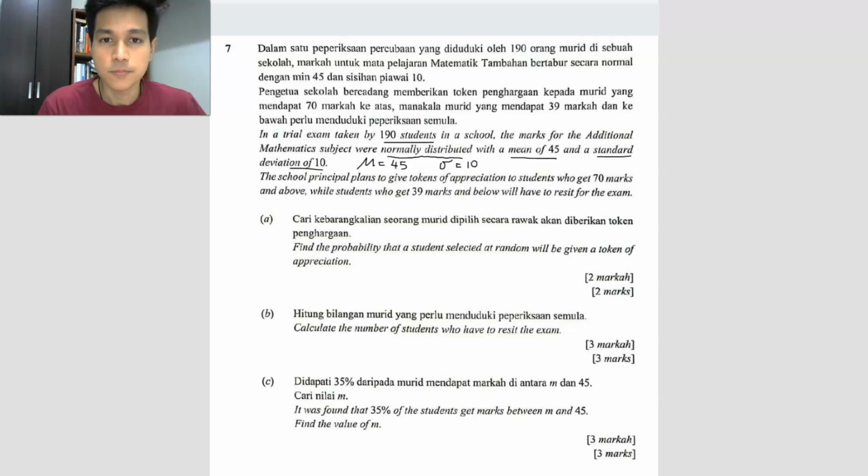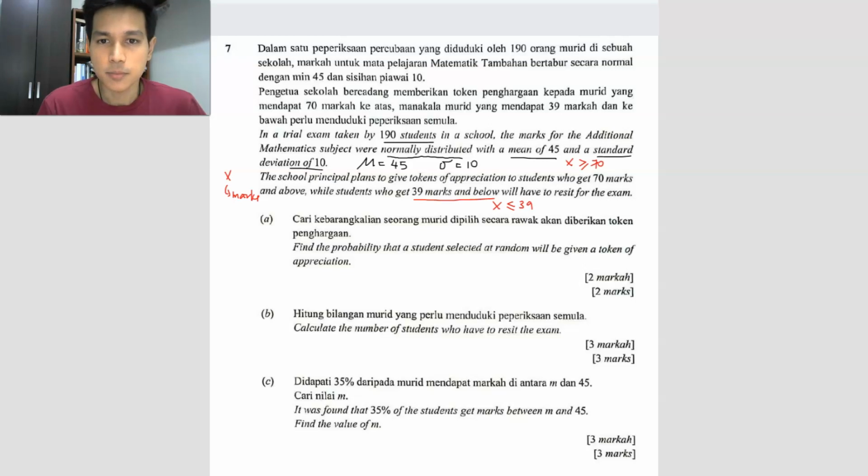So let's assume your x value is the marks. So when students get 70 and above, so x is more than or equal to 70, they get the appreciation. And if students get 39 marks and below, so if x is less than or equal to 39, they will have to resit for the exam. So these are the two ranges that they give.